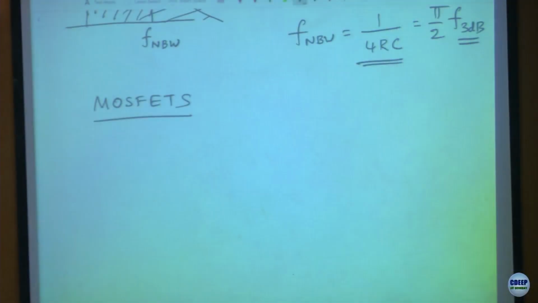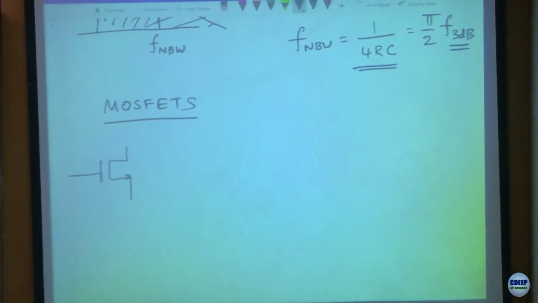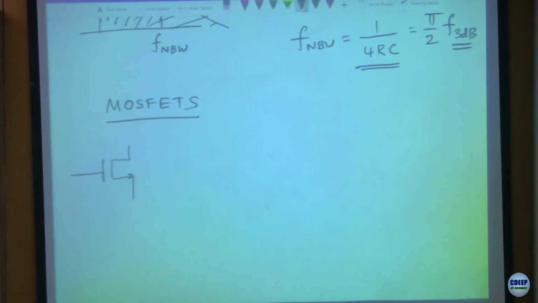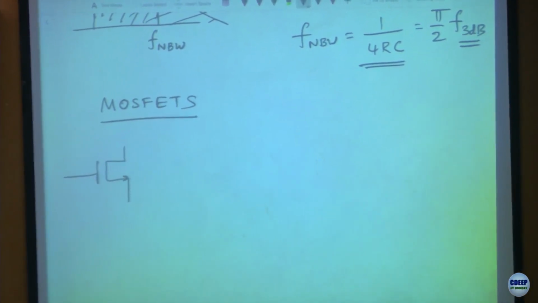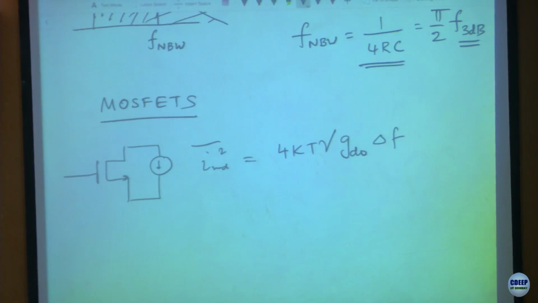Okay. So next we are going to move into MOSFETs. The noise basics here, I won't spend as much time on the theory of noise, but more on the results. If the MOSFET is a voltage controlled resistor, the current noise from drain to source, which we model as I n square, is given by 4 KT gamma GDO times delta F. This is a little bit newer compared to the definition we have used before, and I will elaborate on that now.